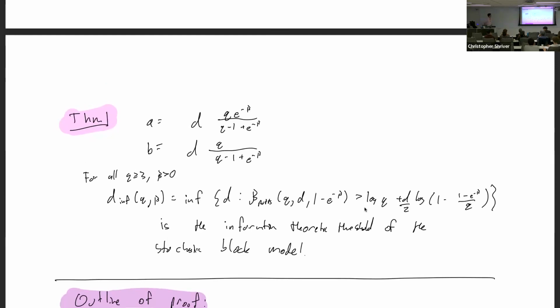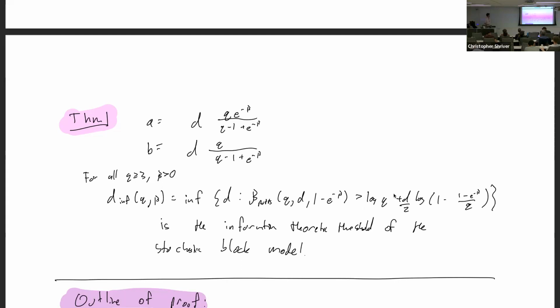Now the stochastic block model results. So here's the parameterization I mentioned. You take A and B both to be proportional to these things. So it's d out front, and then q times e to the minus beta inside, and just q on the top. So the ratio between A and B is e to the minus beta. And what it says is the information theoretic threshold, again, is the smallest d so that the solution to this crazy optimization problem is bigger than the annealed free energy.